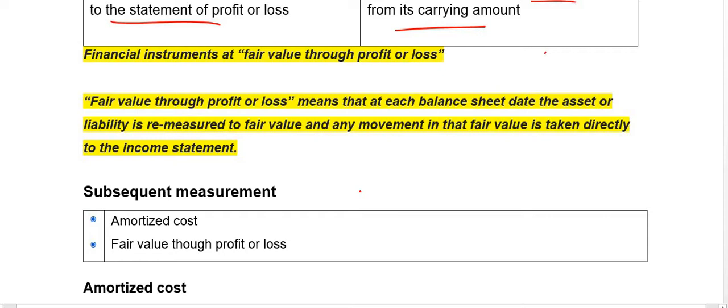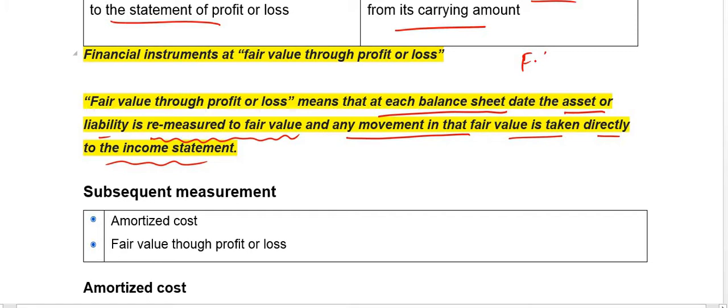Financial instrument at fair value through profit or loss, what does it mean? It means that at each balance sheet date, the asset or liability is remeasured to fair value, and the change in fair value is taken directly to the income statement. Let's say the fair value is $100, and before you had the value of $80. At the reporting date you will remeasure this amount to 100, and this change of $20 goes directly to profit or loss.